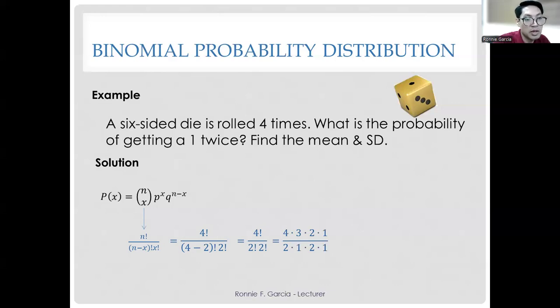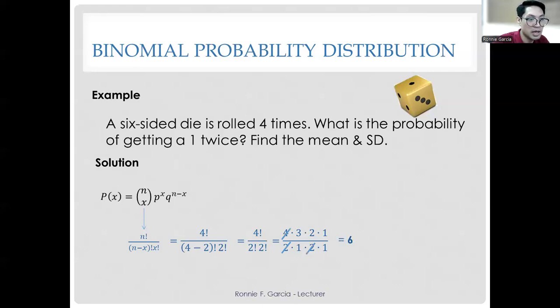And for the denominator, we have 2 factorial times 2 factorial, or 2 times 1 times 2 times 1. So applying the simplification of fractions, we can cancel out the common factors in the numerator and denominator. So we can cancel out 2 times 2 in the denominator, which is 4 in the numerator. Then we are down to the numbers 3, 2, 1 for the numerator, and 1 and 1 for the denominator.